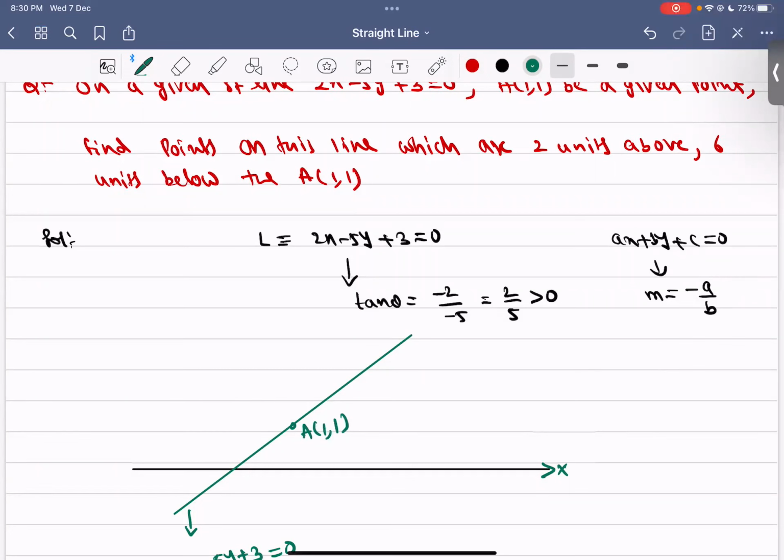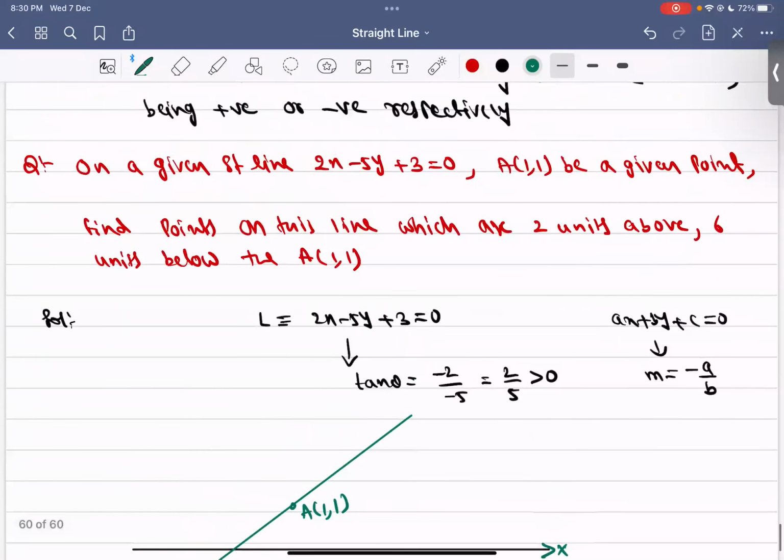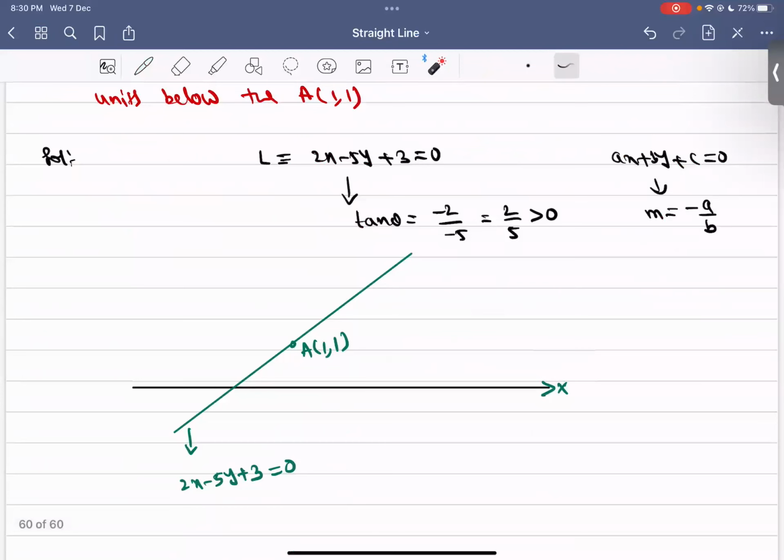Now what is the question? We need to find the 2 points on this line. One is 2 units above the fixed point. Another one is 6 units below the fixed point. So suppose this is 2 units above, which means we take r as positive. Yes or no? r is positive. Suppose this is point P. We need to calculate. So this is how many units? 2 units above, that's why positive.